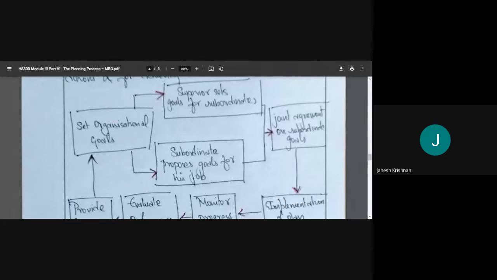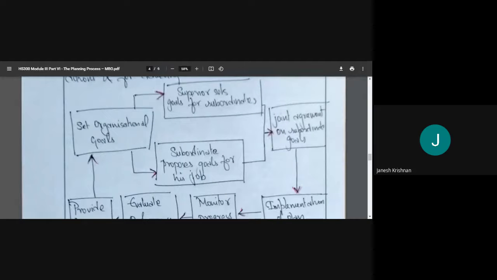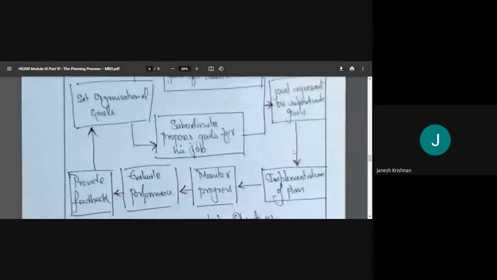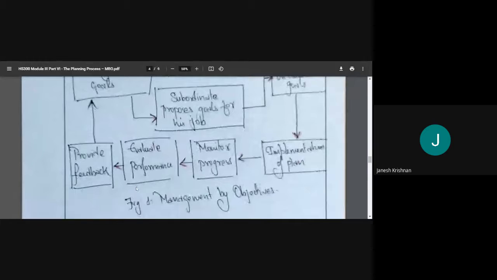Now what happens? The subordinates will propose their goals. Okay? I am better at this, so I can do this even better. They propose their goals. It's based on both of these, a joint agreement will be reached. Once the agreement is reached, the plans are implemented. Okay? After implementation, the progress is monitored regularly, performances are evaluated regularly, and feedback is provided. Clear? This is management by objectives.